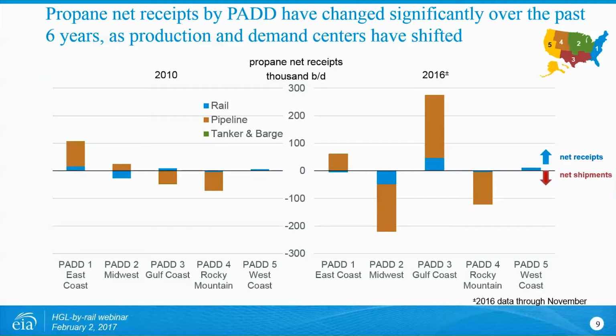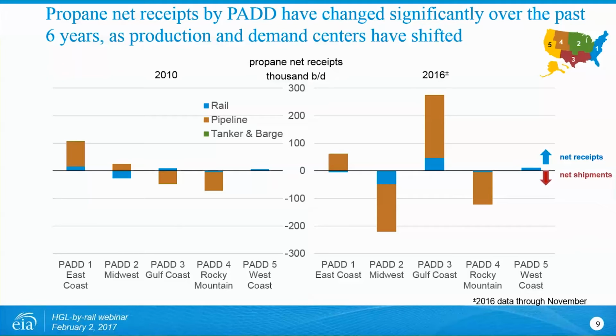Moving to 2016, suddenly both pipelines and rail are shipping product out, and pad 3 has become a significant recipient of propane from essentially throughout the country, by both rail and pipe.